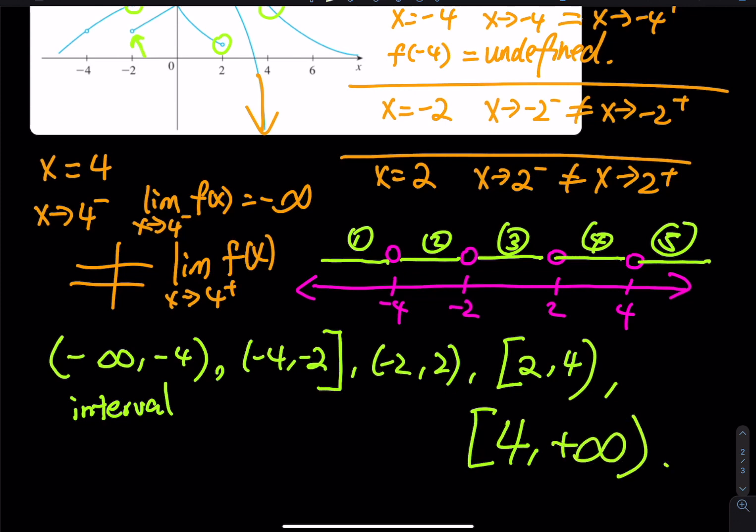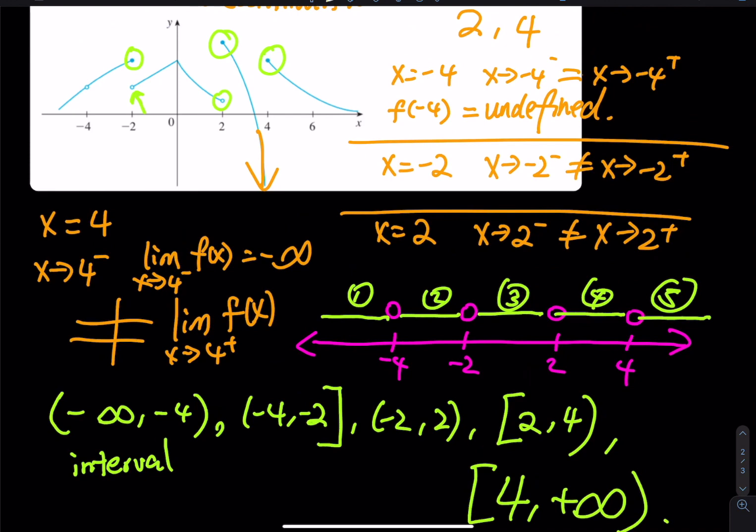So there are 5 intervals, 1, 2, 3, 4, 5. To take care of the square bracket, which means a solid circle, you have to look at the graph. All right, so that is how you solve a graph problem.